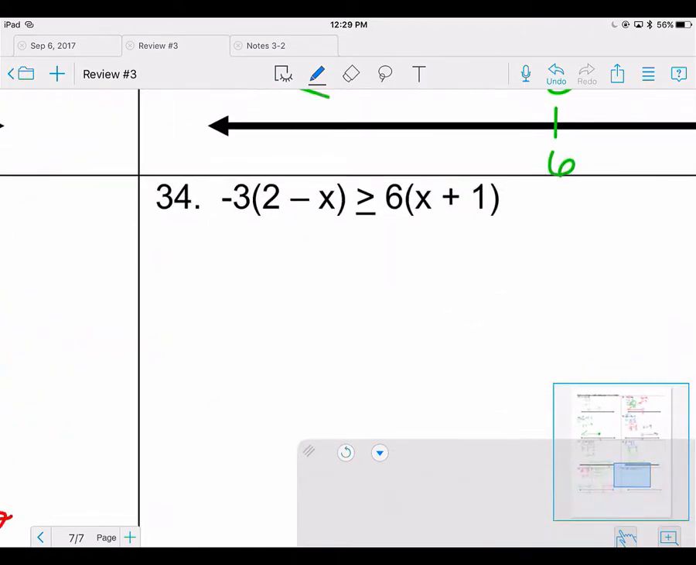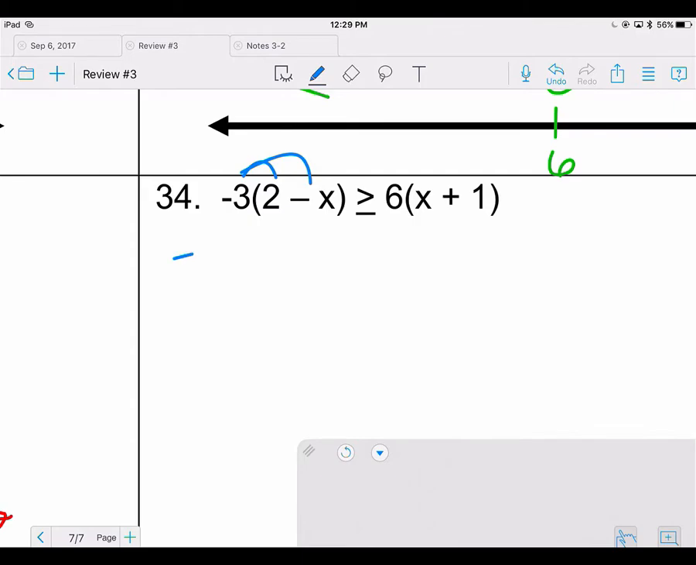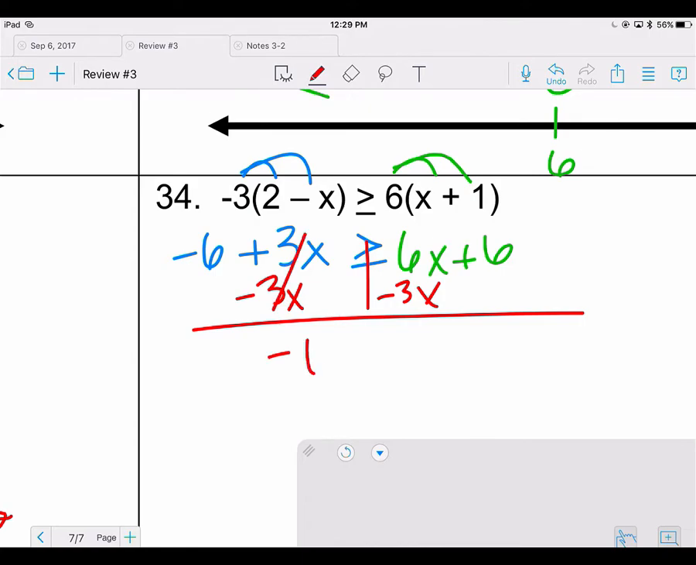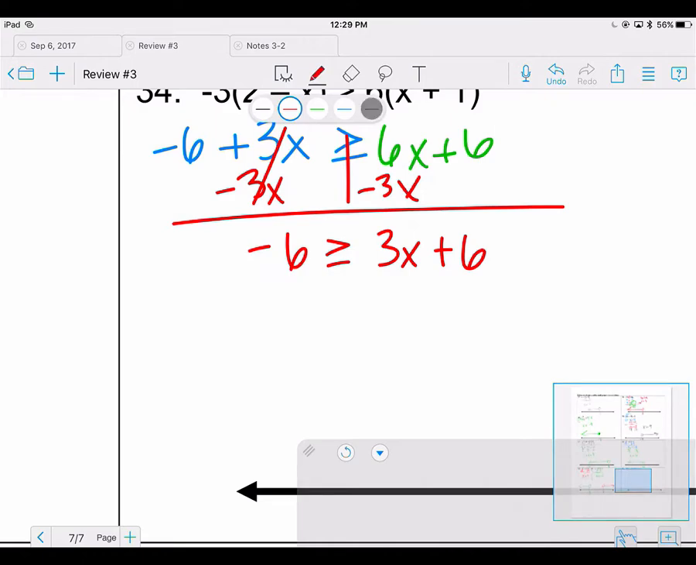For problem 34, this one has a lot of steps because you have to distribute twice. -3 times 2 is -6. -3 times -x is +3x. 6 times x and 6 times 1. From here, I'm going to move 3x because it's the smaller one and I don't want to end up with negatives. So I have 3x plus 6.